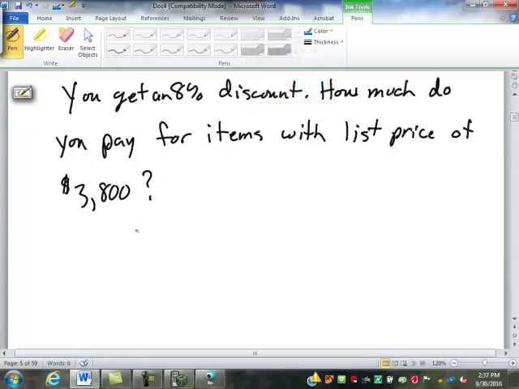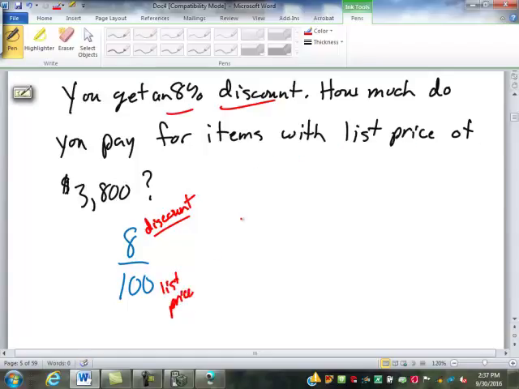So here we have that percent, 8%. So it's 8 out of 100. What's the 8 represent here? The discount. Perfect. Now, the 100 represents the whole amount. The whole amount here would be the list price, the amount before the discount. On the other side, do we know either of those numbers, the discount or the list price? The 3,800 is what? The list price.